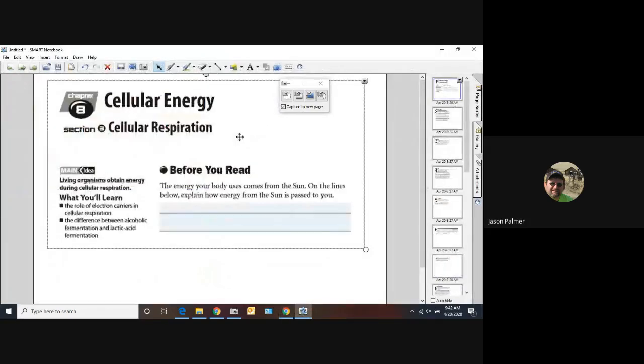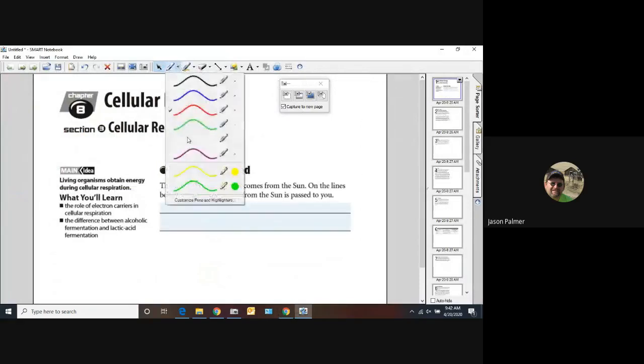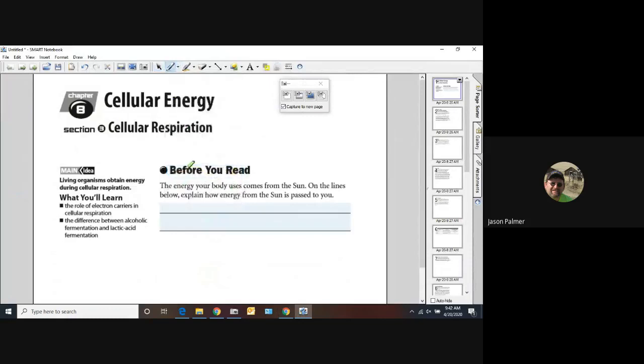All right, so this is the reading assignment. Cellular respiration, that's our main concept for today. And we're looking at things that are electron carriers. And we may not get to all of this between alcoholic fermentation and lactic acid fermentation.